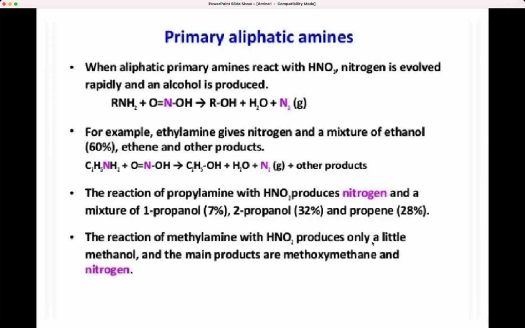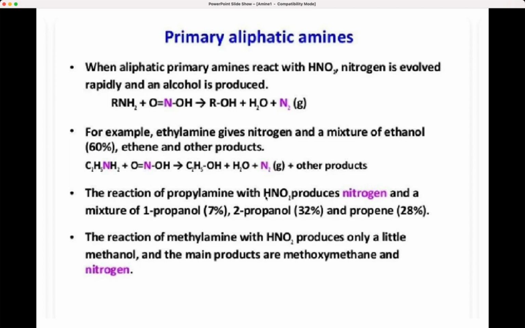Now, primary aliphatic amines. When aliphatic primary amines react with HNO2, you can write RNH2 plus HNO2. The reagent is HNO2 here, not HNO3. Nitrogen gas is evolved in this reaction. Remember the products: ROH, this R will combine with this OH, then H2O is formed and nitrogen gas is evolved. So ethylamine, C2H5NH2, plus HNO2 will give you C2H5OH, that is ethanol, 60%, and nitrogen gas along with other products. Remember, all these reactions are very important.